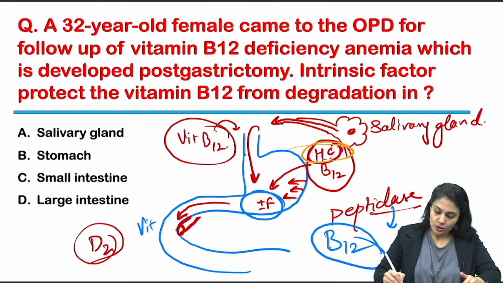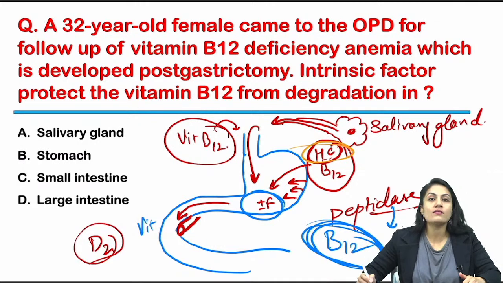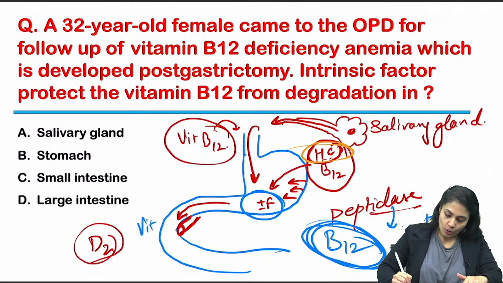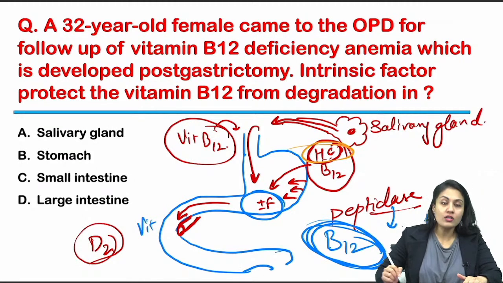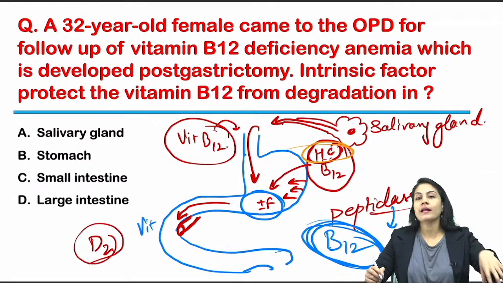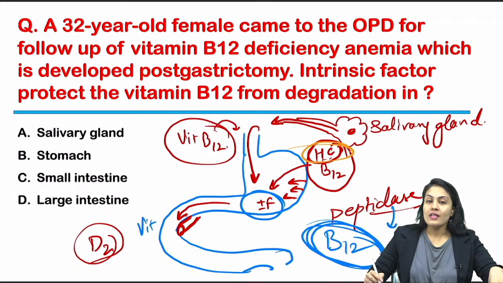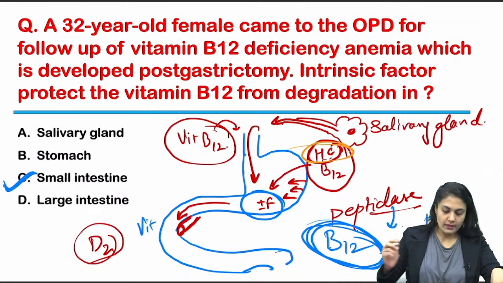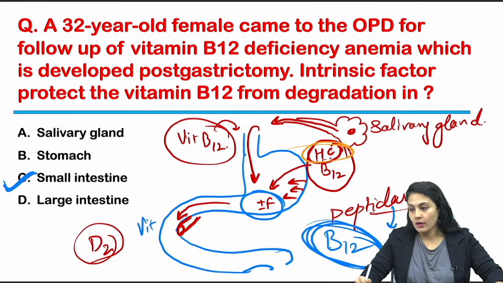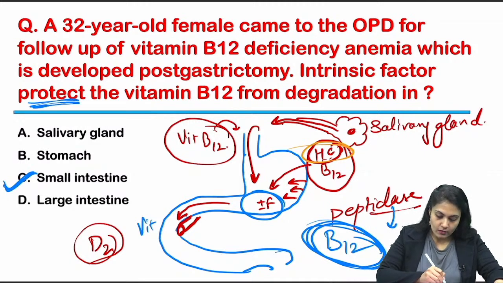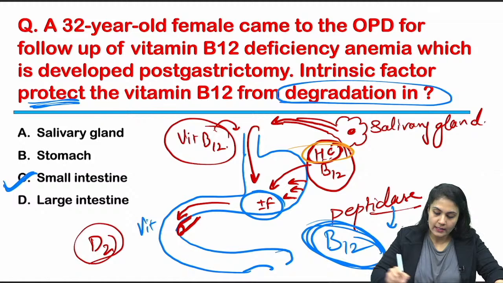And if I ask you where the vitamin B12 is reabsorbed, vitamin B12 is reabsorbed at the end of the ileum, that is the terminal ileum, which is the end part of the small intestine. So whatever dietary intake we are having is going to go till the terminal ileum only. So the best answer over here is small intestine, right? It is going to protect the vitamin B12 from degradation.